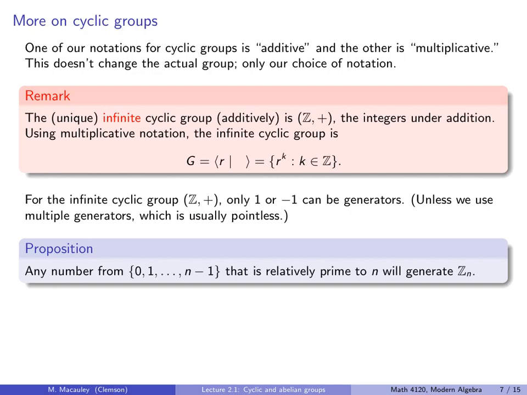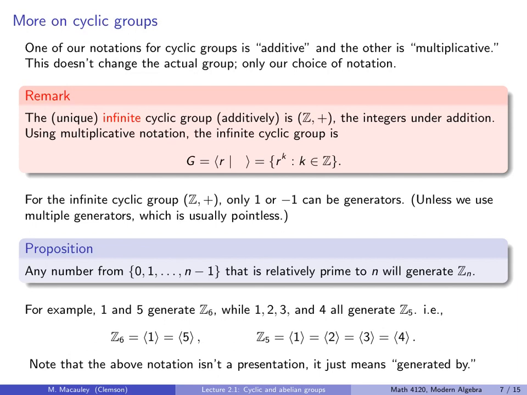So here's a proposition that you may have already figured out by looking at my previous example with the 10 chilies. Any number 0 up to n minus 1 that is relatively prime to n will generate Z_n. For example, 1 and 5 generate Z6, while 1, 2, 3, and 4 all generate Z5. Now, if we want to use our notation, we can say Z6 is generated by 1 and generated by 5, and Z5 is generated by 1, 2, 3, or 4.